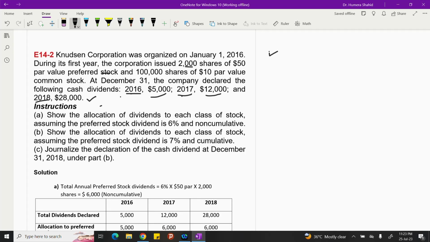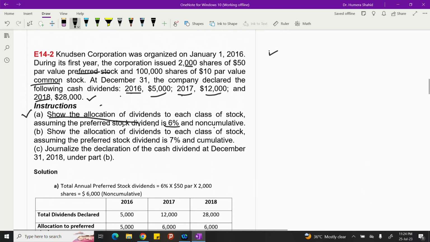What we are supposed to do, part A, show the allocation of dividend to each class of stock. How many classes of stock do we have? We have preferred stock and common stock. Assuming that the preferred stock dividend is 6%, and it's non-cumulative. If one year it is not paid, the second year we ignore it, we don't charge it. Okay, so what they want us to do is show the allocation, not the journal entry.